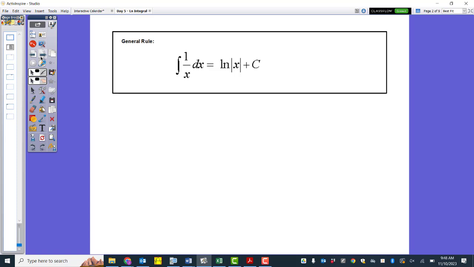So yesterday we talked about this, that the integral of 1 over x is going to be natural log absolute value of x plus c. But what this means is that if it's just 1 over x, it's natural log absolute value of x. But if it's u substitution, we have to be able to make our whole denominator u, and then our du has to be on the numerator.